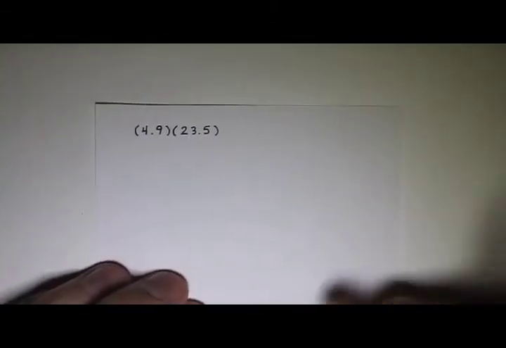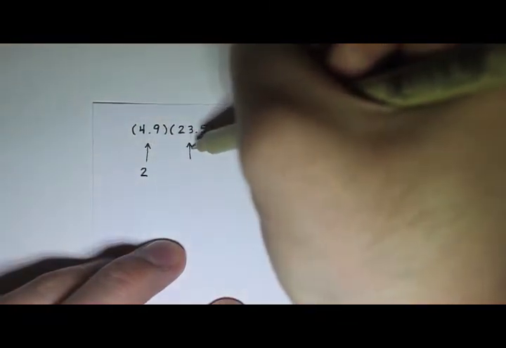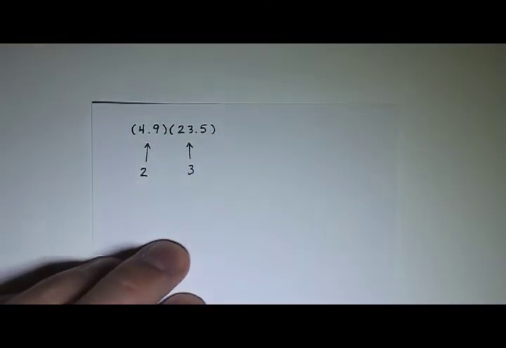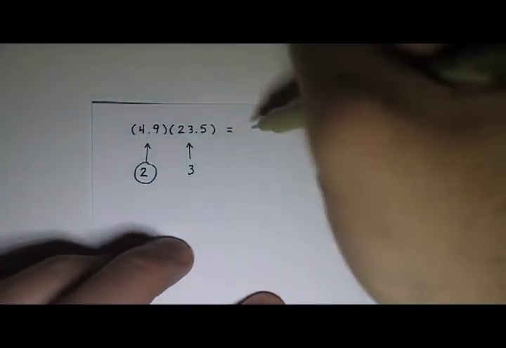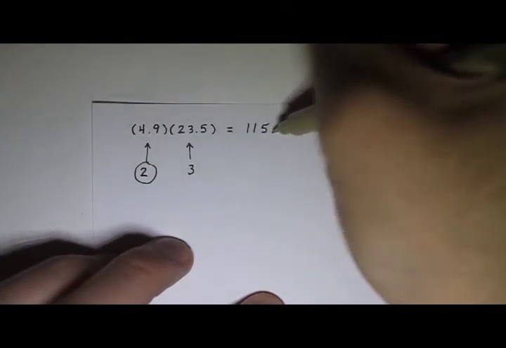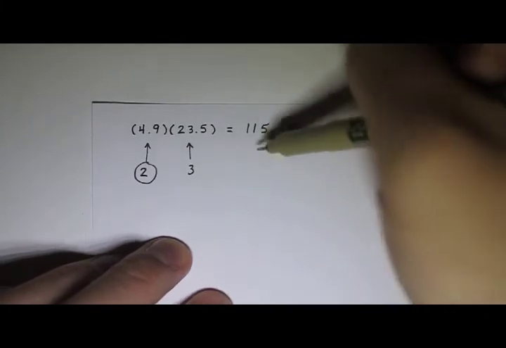How about 4.9 times 23.5? Okay, so this has 2 significant figures. This has 3 significant figures. 2 is the limiting value here. So when I multiply this on a calculator, I get 115.15. And I want to make sure that I have 2 significant figures.